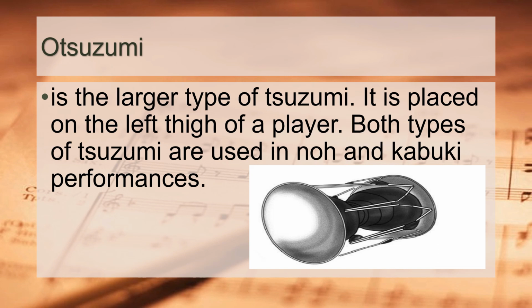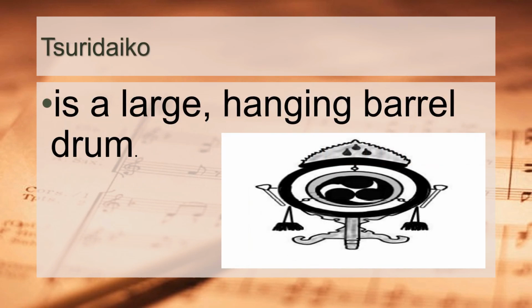Again, pag sinabi nating smaller type of Chuzumi, that is Kotsuzumi. At pag sinabi nating larger type of Chuzumi, that is what we call Otsuzumi. Okay? It is placed on the left thigh of a player. Both types of Chuzumi are used in Noh and Kabuki performances. Meron din tayong tinatawag na churidaiko.